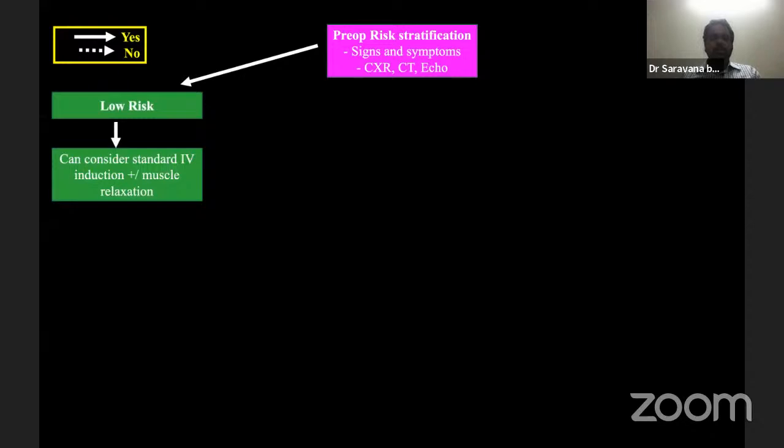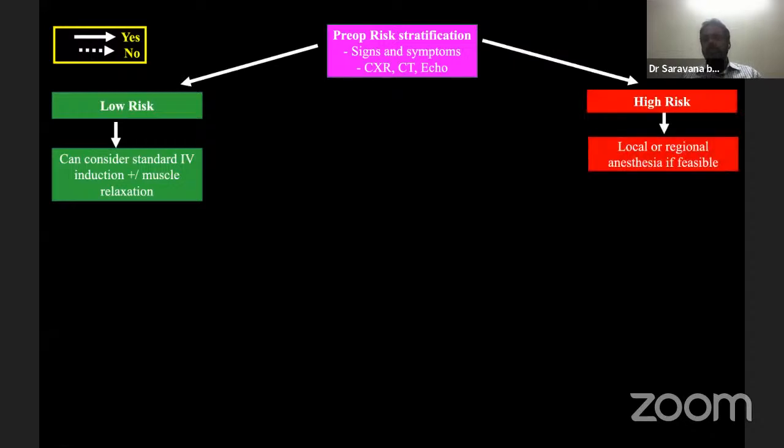So I will now guide my entire summary through this flow chart. First of all, preoperatively, you have to do a risk stratification based on the signs and symptoms, as I told, supine symptoms, dyspnea, cough, stridor, as well as vascular compressive symptoms, and also the chest X-ray, CT, and echo. We are categorizing the patient into low risk, high risk, and intermediate risk. For the low-risk patients, you can consider a standard IV induction with or without muscle relaxants. As I already told, for the high-risk patients, we have to proceed in a very careful manner.